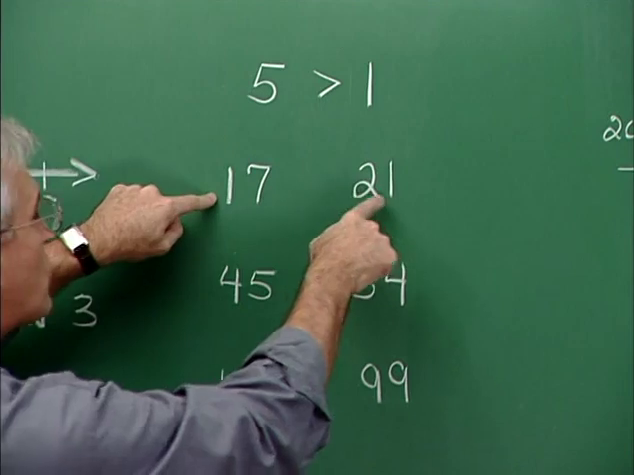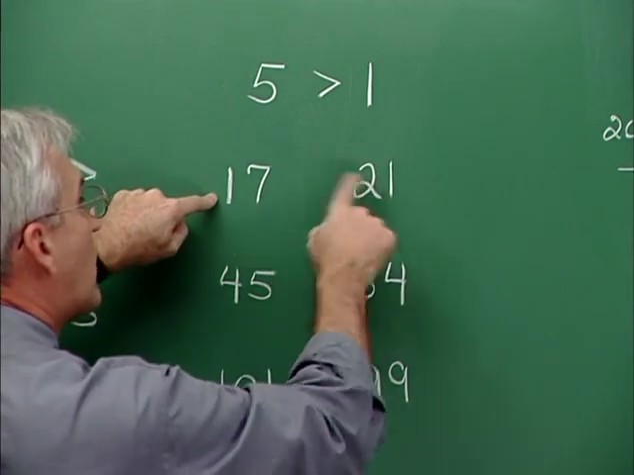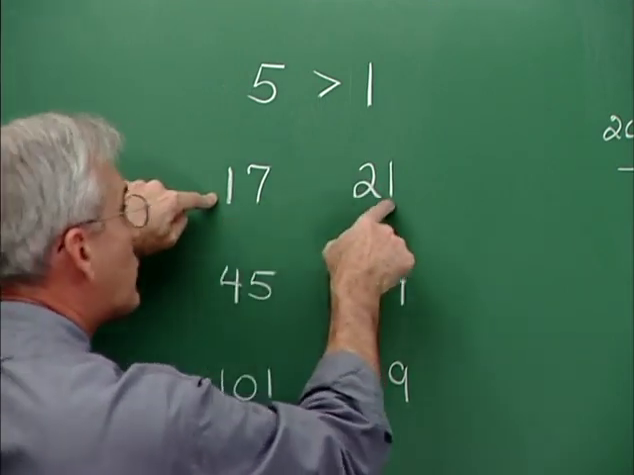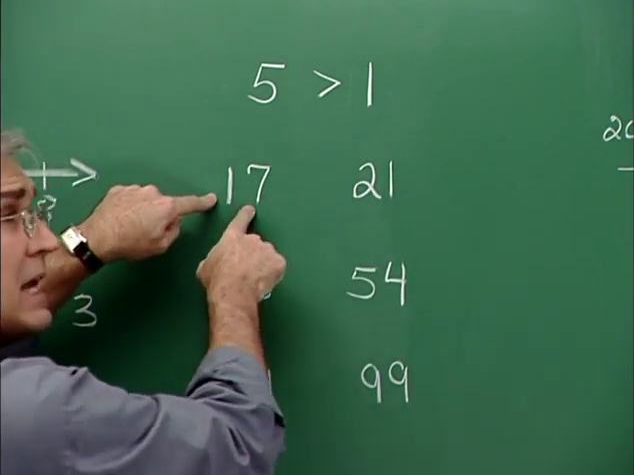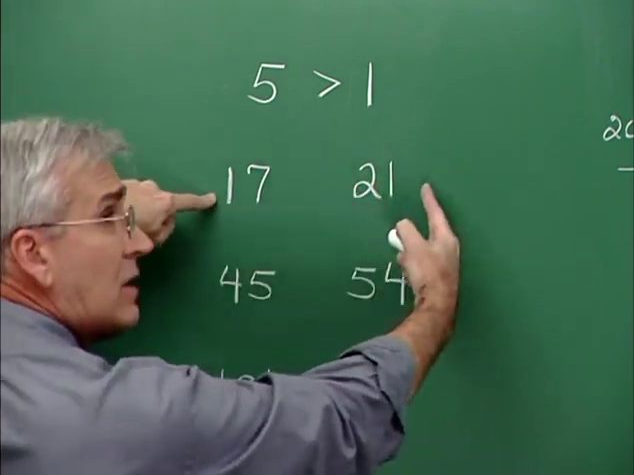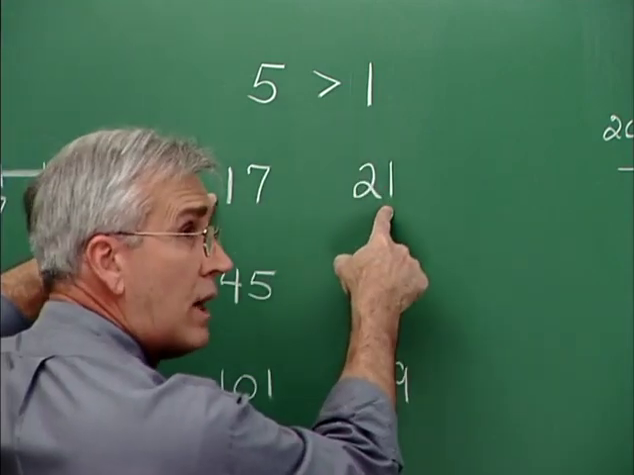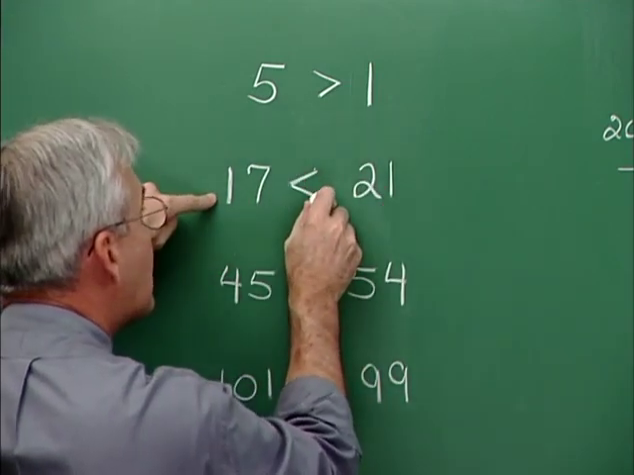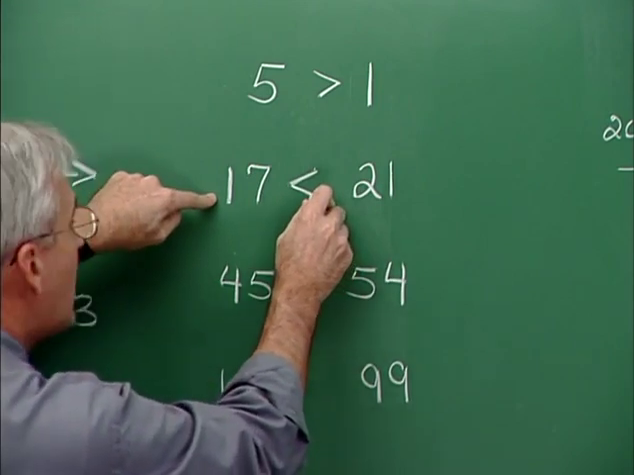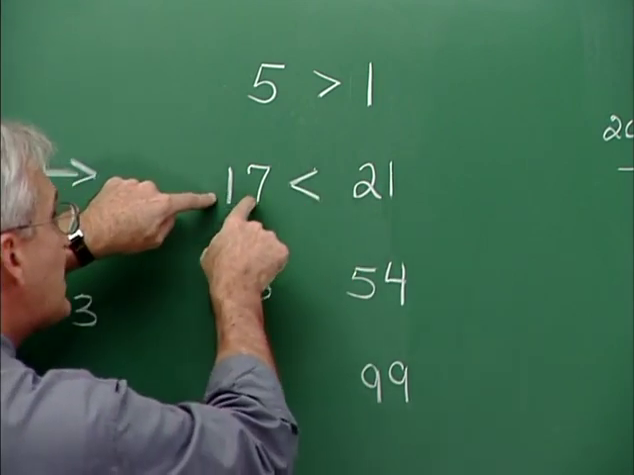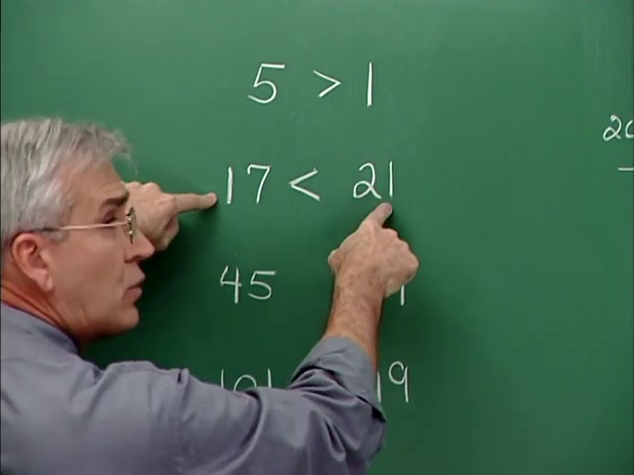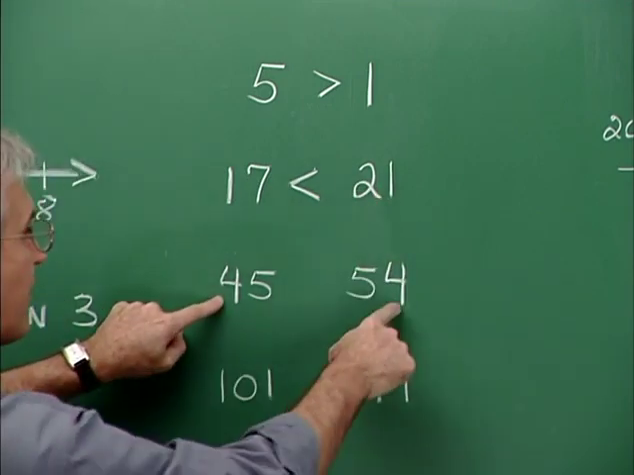Now 17 and 21. 21 lies farther to the right than 17, so 21 is bigger than 17. Now we're reading this from left to right though, so we say 17 is less than 21. The little arrow points toward the 17, the smaller of the two numbers, and we read it as 17 is less than 21.